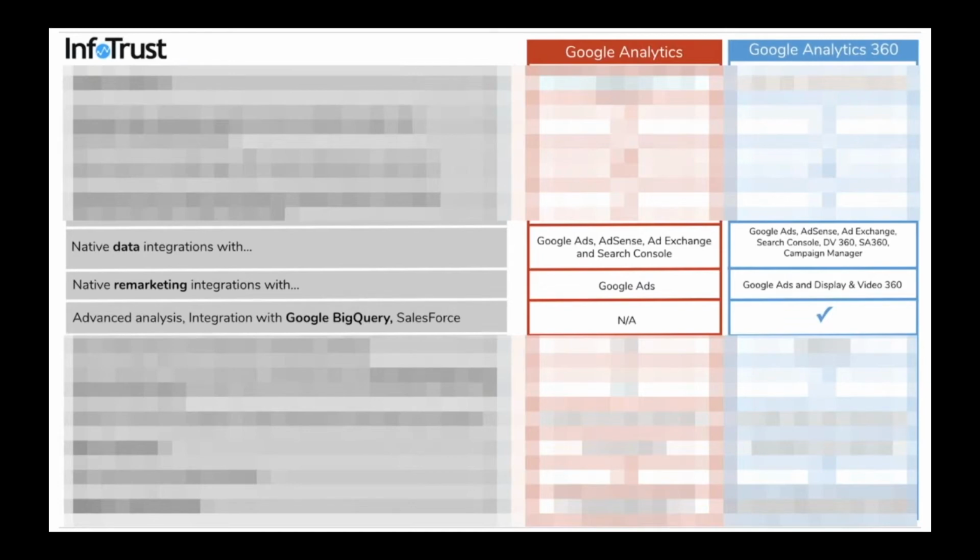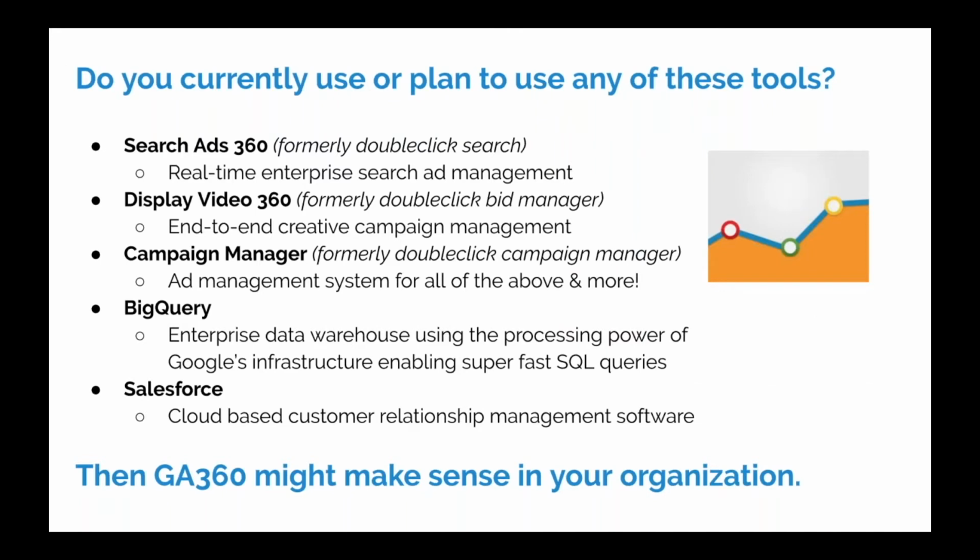So just a quick breakdown, because those are a lot of tools that you may not have heard of. First, Google has rebranded a lot of their products. In fact, it's probably worth mentioning that Google Analytics 360 is formerly known as Google Analytics Premium. So if you've heard that term before, Google Analytics 360 is Google Analytics Premium. Search Ads 360, if you've ever heard the term DoubleClick Search, that has now been rebranded as Search Ads 360 or SA 360.